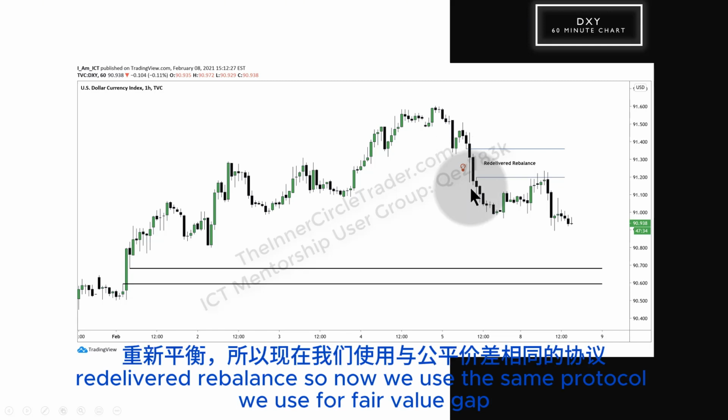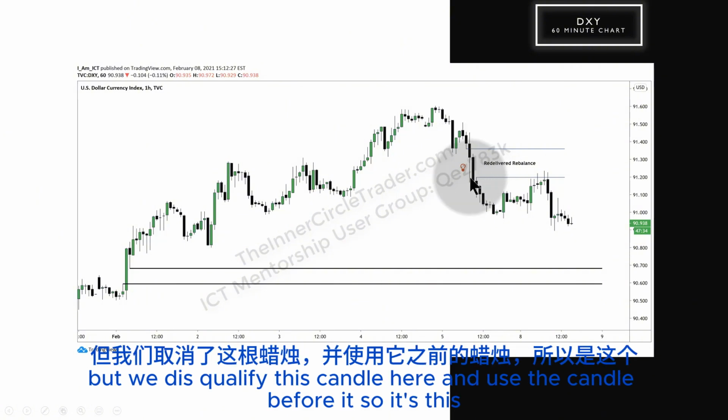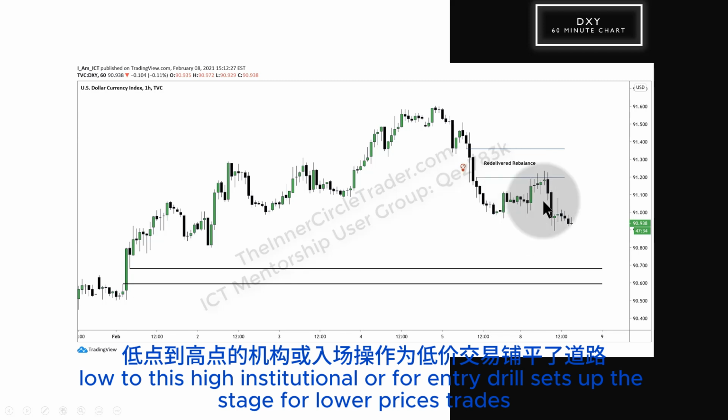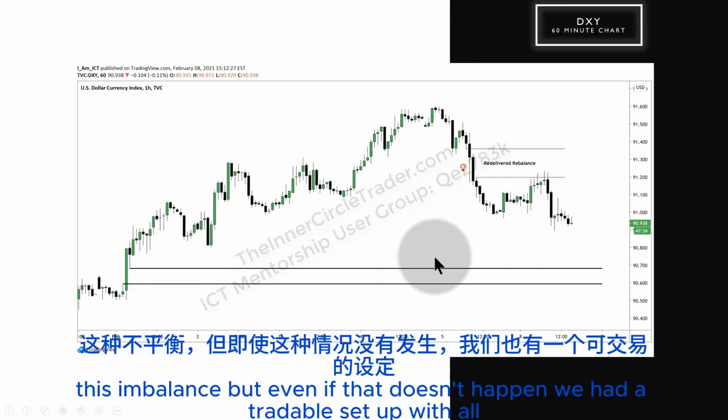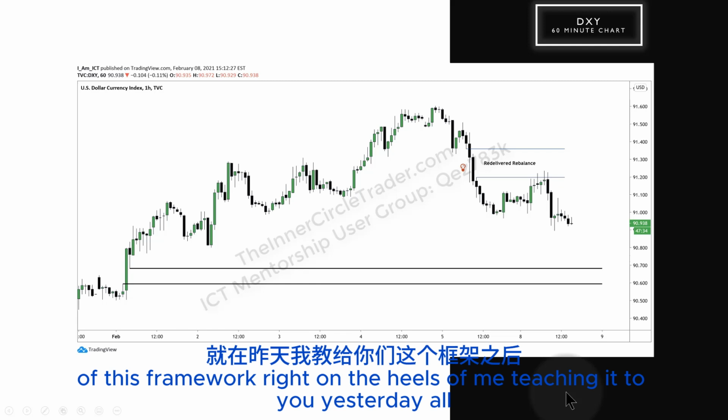So it's redelivered rebalance. So now we use the same protocol that we use for fair value gap, but we disqualify this candle here and use the candle before it. So it's this low to this high. Institutional order flow entry drill sets up the stage for lower prices. Trades lower. It could reach below this low here for sell side and then into this imbalance. But even if that doesn't happen, we had a tradable setup with all of this framework right on the heels of me teaching it to you yesterday.